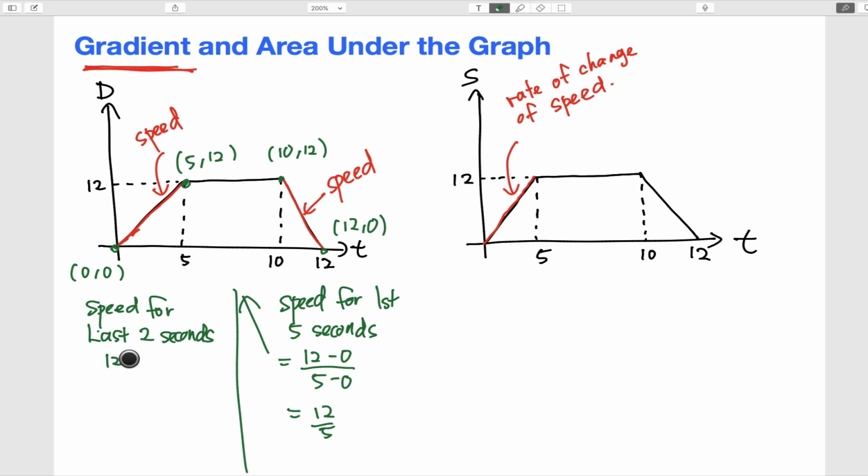So it's just 12 minus 0 over 10 minus 12. And for this one, you will get a negative value because the bottom is negative 2, and then you will get negative 6. In this case, you can ignore the negative. Of course the negative does mean something, but the negative over here doesn't mean decreasing the speed, like 6 constantly.